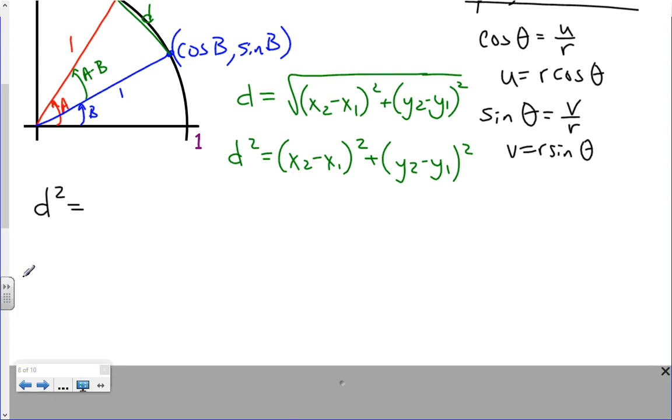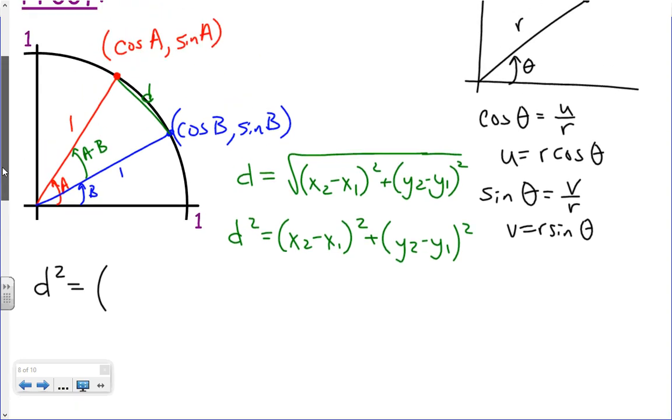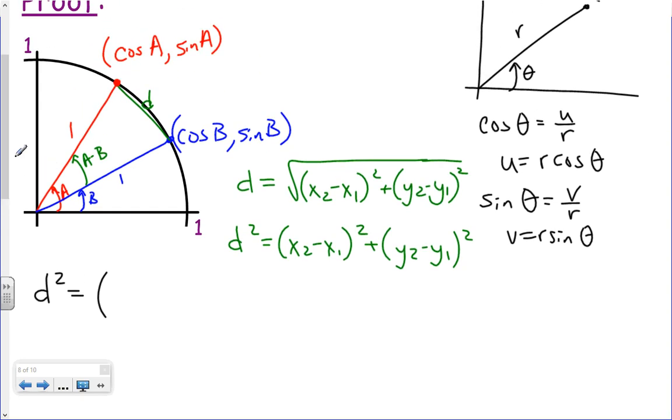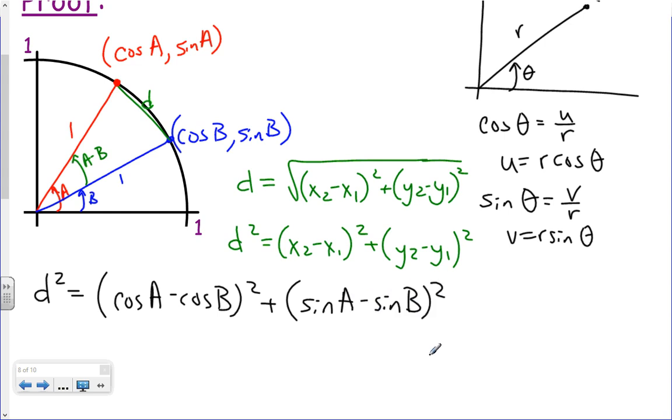D squared is equal to the difference in the x's squared. So on my sketch up above here, my x's are the cosine, so I'm going to have the cosine of A minus the cosine of B squared. And then I add on the difference in the y's squared, so that's the sine. So the sine of A minus the sine of B squared.